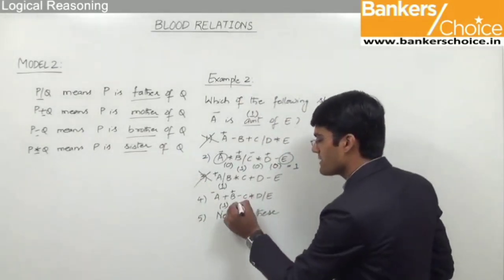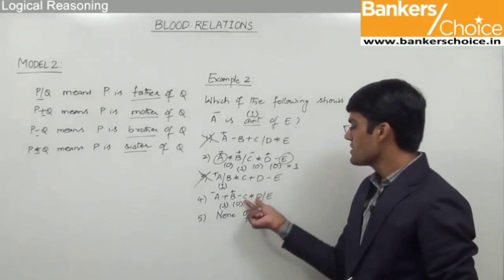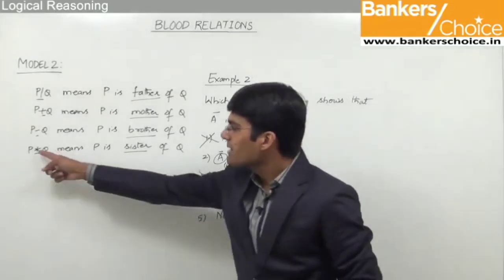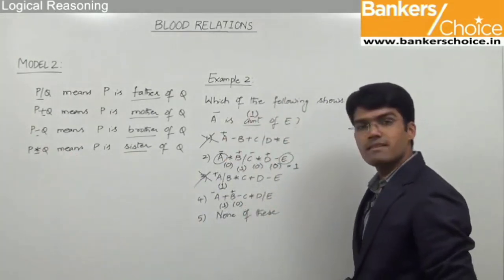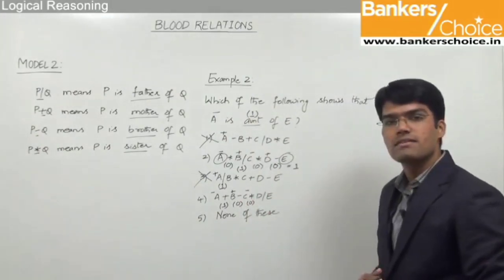So B is a male person and the generation gap between B and C is 0. The third relationship here is C star D. Star means sister. So very clearly C is the sister of D. So C is a female person and the generation gap is 0.